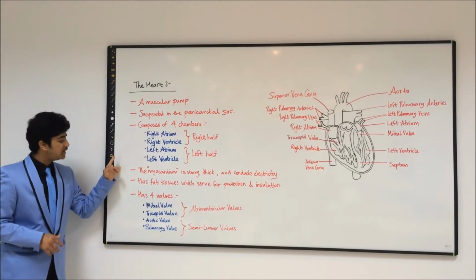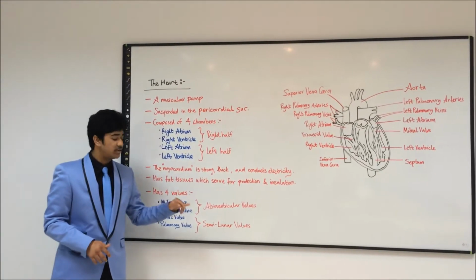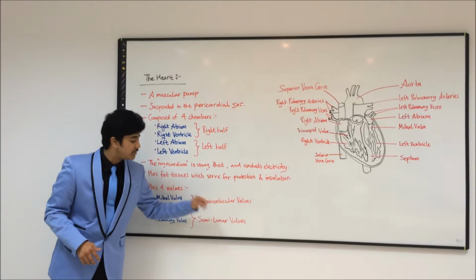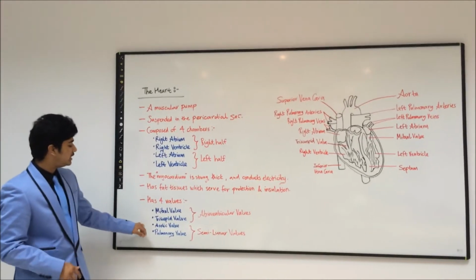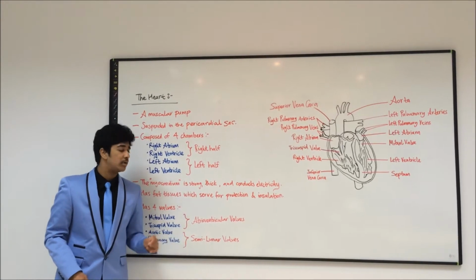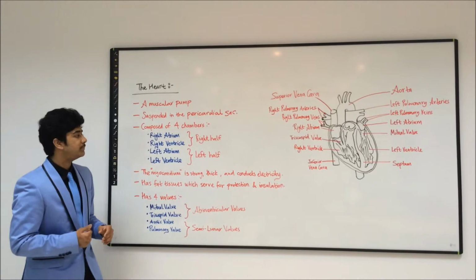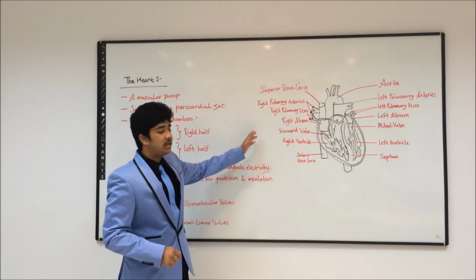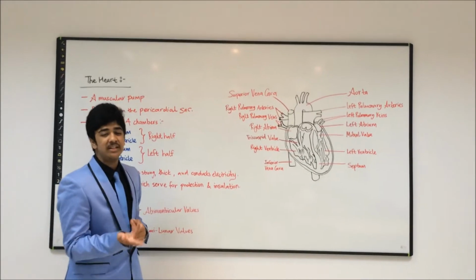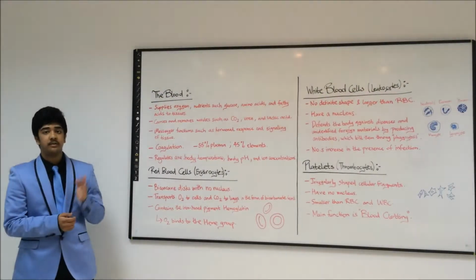And finally, we have the four valves of the heart, which are the mitral valve and tricuspid valve, which are also referred to as the atrioventricular valves. And we also have the aortic valve and the pulmonary valve, which are also referred to as the semilunar valves. So why do we have valves in the heart? Well, it prevents the backflow of blood. Here is the labeled diagram of the heart, which has the general and important parts of the heart that you have to know. Now we'll be discussing the blood.